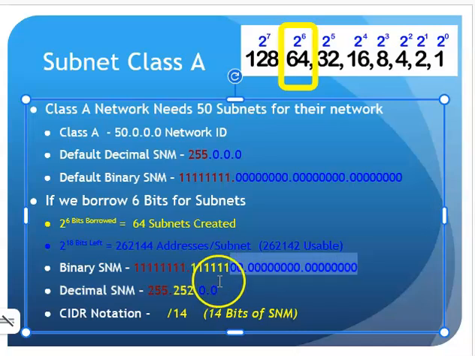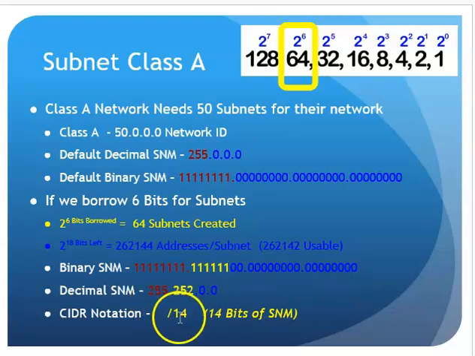So I would change my subnet mask to reflect that. Here again is my 6 bits borrowed in this octet. So I convert that into decimal: 128, 64, 32, 16, 8, and 4. When I add them up, I get 252, and then I have 0 in the last two octets. So I now have a /14. I started with /8, and I added 6 more, and I get my /14. So there would be my subnet mask or my CIDR notation to indicate what I'm doing to get these subnets.